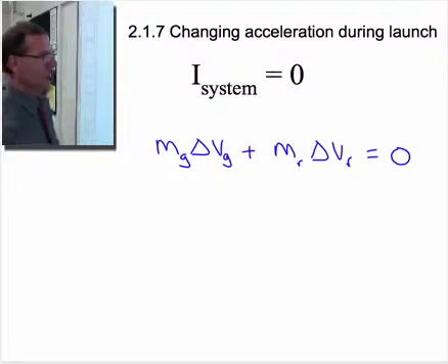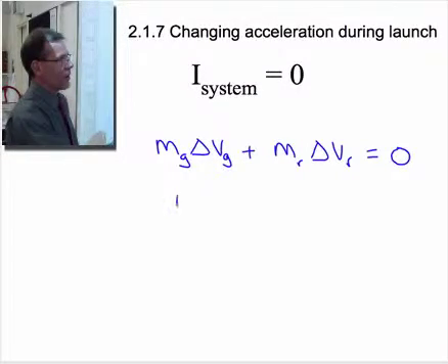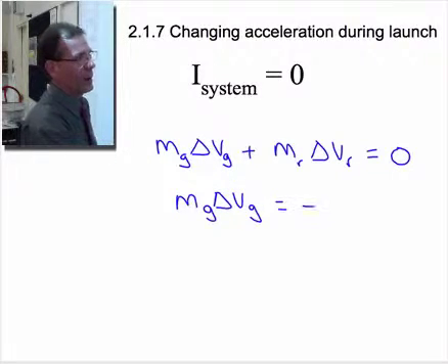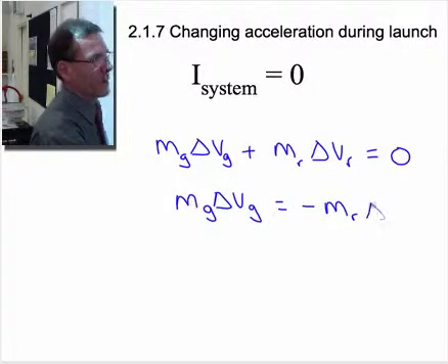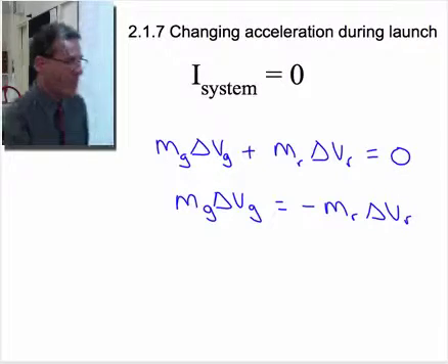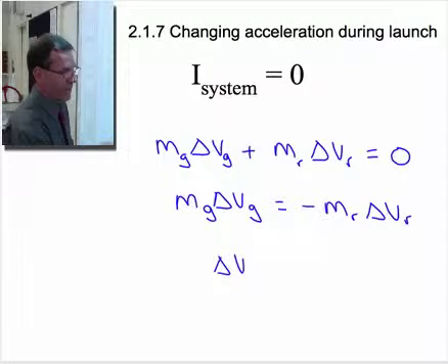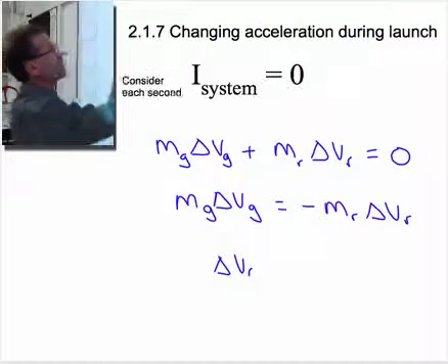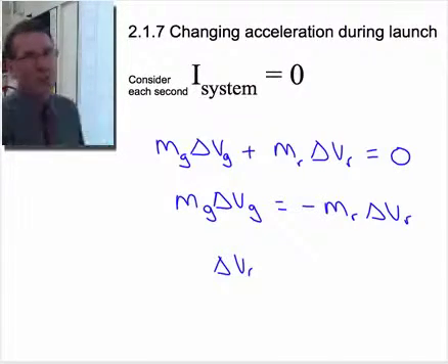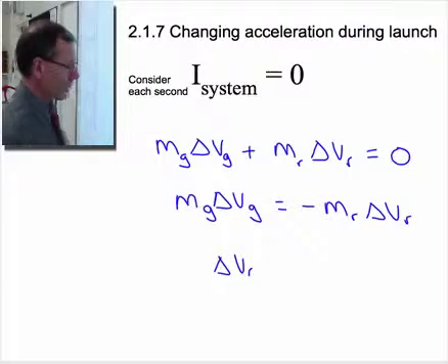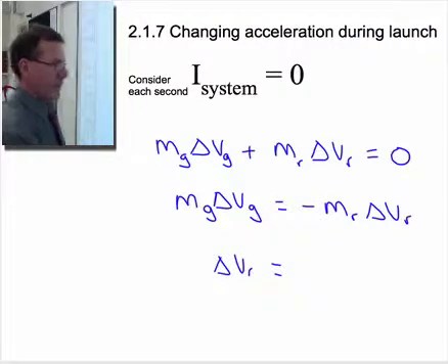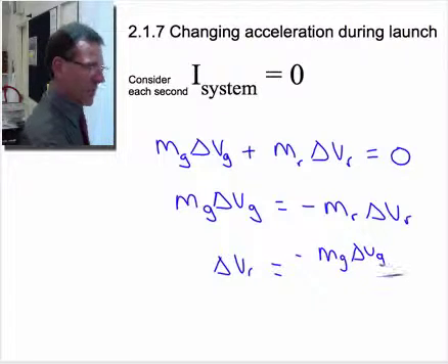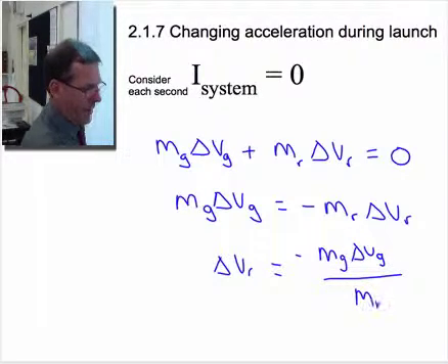So let's think about the change in velocity of the rocket. So what we can say is m_g ΔV_g equals minus the mass of the rocket m_r ΔV_r, which means that ΔV_r, the change in the velocity of the rocket, and what we're doing with this momentum is we're considering each second of time of the rocket's launch, is going to be equal to minus m_g ΔV_g, this is the exhaust gases, divided by the mass of the rocket.